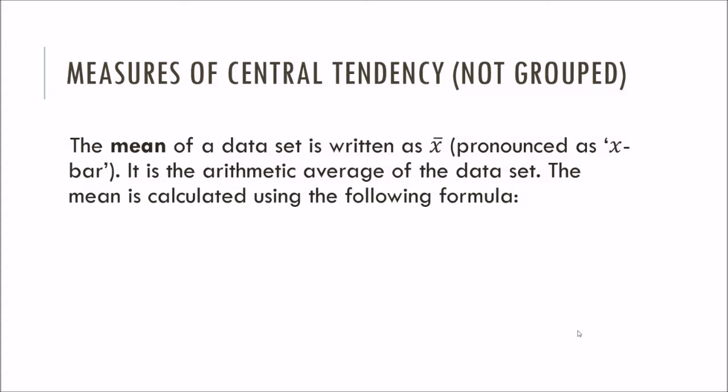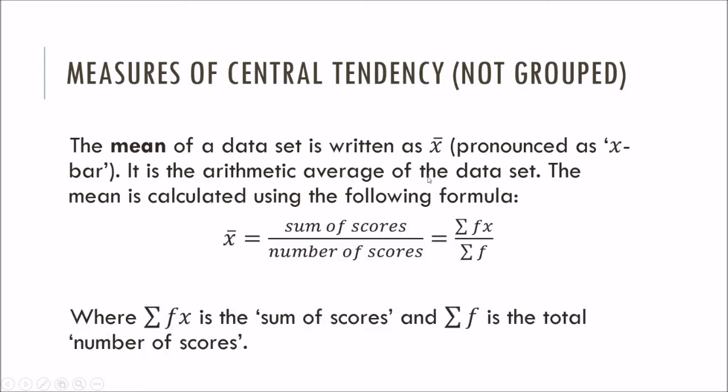Now, when we're talking about the mean of a data set, this is what we refer to as the arithmetic average of a data set. This is the one where we need to perform a calculation to be able to solve it. We write it as x bar, this little x with the line on top of it, and we pronounce it x bar. We calculate it as x bar equals the sum of our scores divided by the number of our scores. So when we look back at our frequency table, that's the sum of fx divided by the sum of f, where f is our frequency and fx is our sum of our scores.